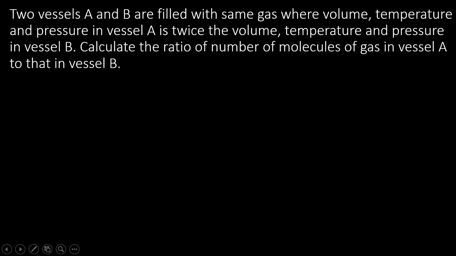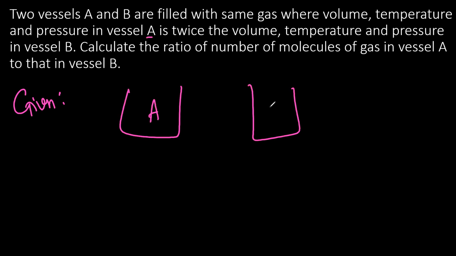So let's say the given first. What is the given here? Let's get the question. Two vessels A and B are filled with the same gas. The volume, temperature, and pressure in vessel A is twice the volume, temperature, and pressure in vessel B. Look, we have two vessels. The first one is A and the second is B.